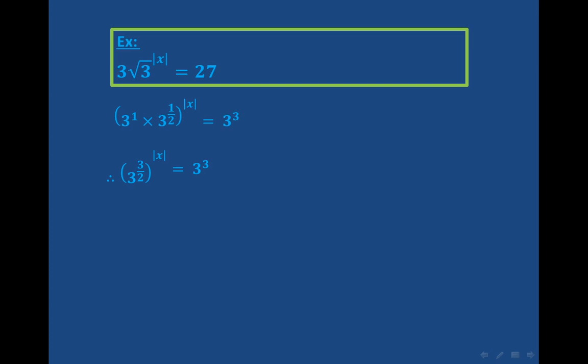You know that power means multiply. Then 3 power 3 over 2 times absolute value of x equals 3 power 3. Here 3 over 2 absolute value of x equals 3. Since the base equals the base, therefore the power equals the power. Therefore absolute value of x equals 3 divided by 3 over 2. Therefore absolute value of x equals 2. Therefore, as you studied before, x equals positive or negative 2.